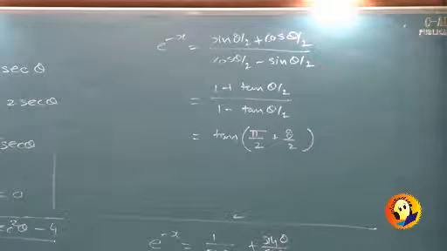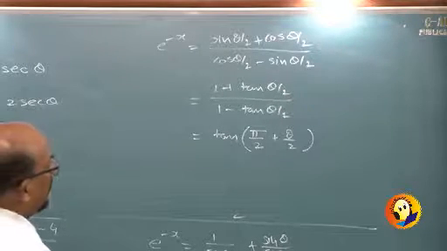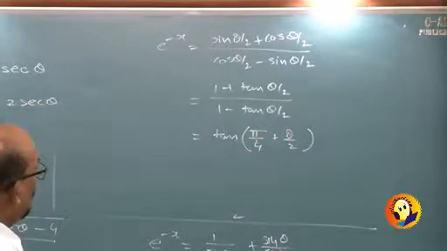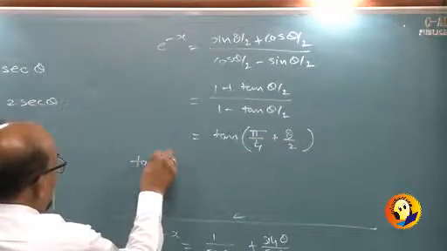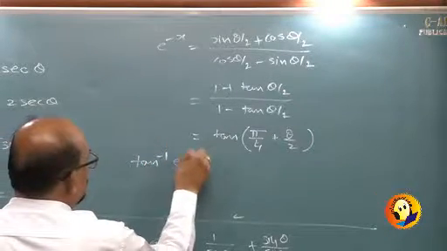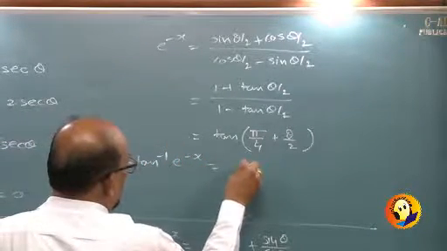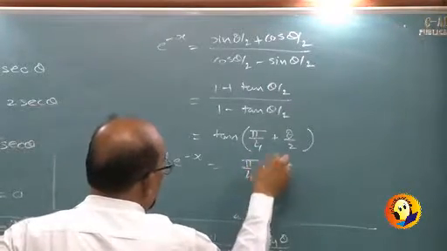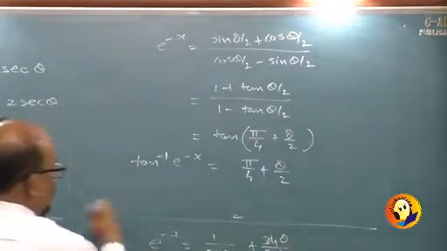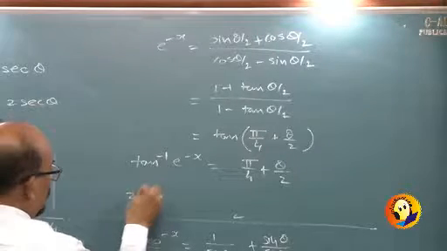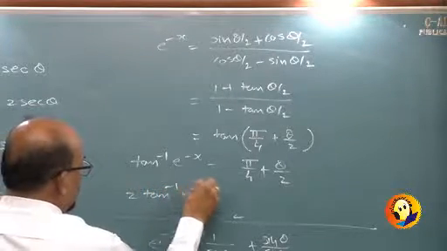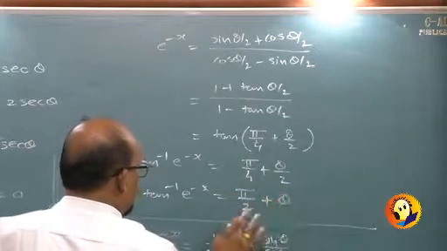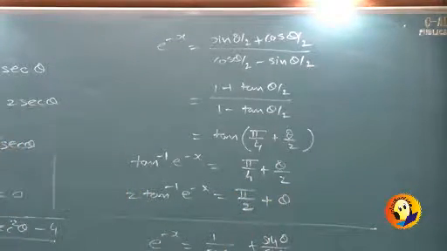This is what we get. And so we get tan inverse of e raised to minus x as pi by 4 plus theta by 2. And so if we multiply by 2, tan inverse e raised to minus x is pi by 2 plus theta. That is okay.